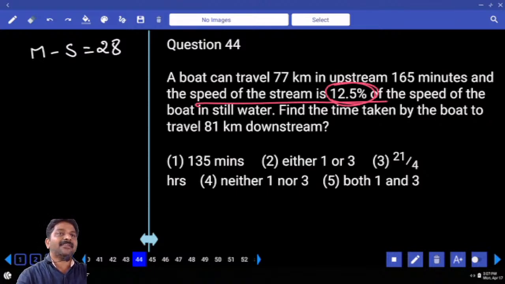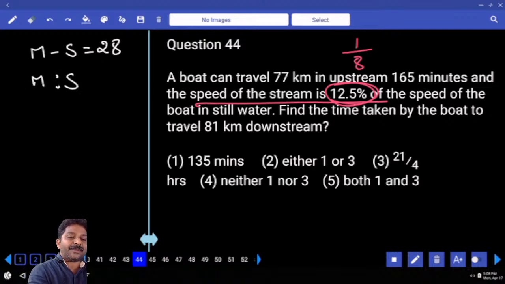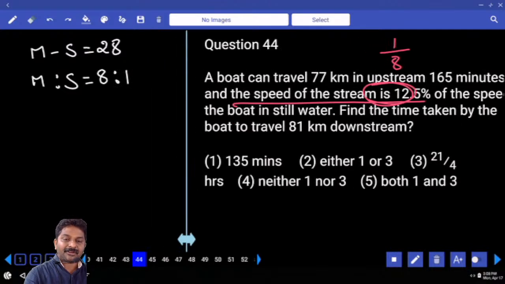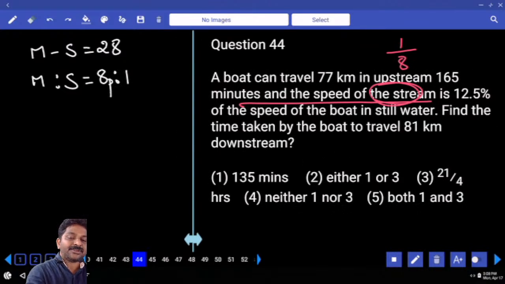Stop. When you see 12.5%, what should you think of? 1 by 8. So what is the denominator? Man speed to stream speed. If man speed is 8 parts, stream speed becomes 1 part. So they both are in the ratio 8:1. From this ratio, can you tell me what is upstream speed? Upstream speed. Come on. 7 parts.